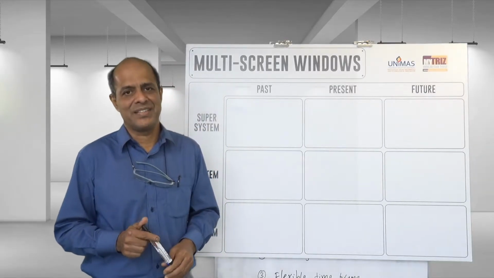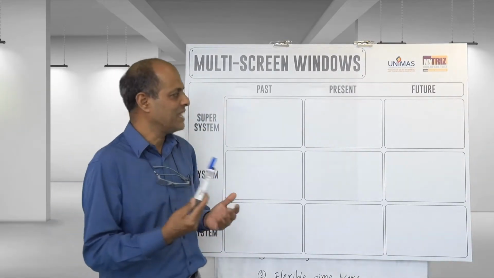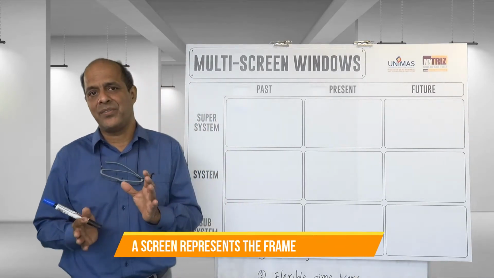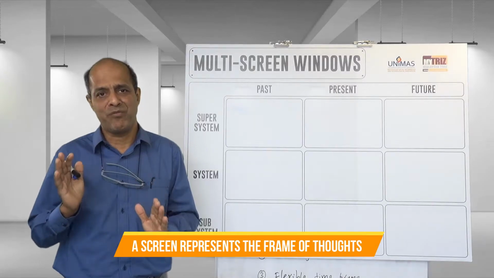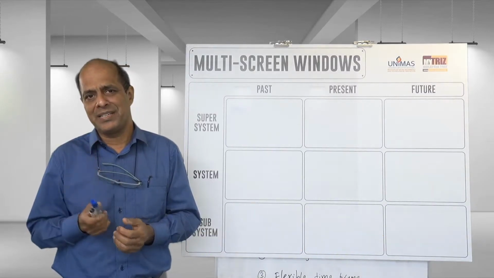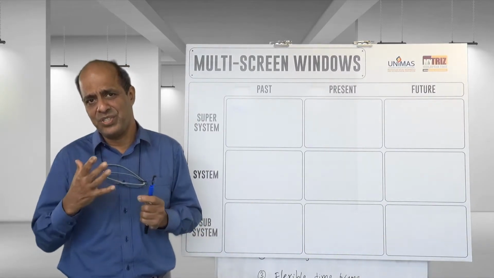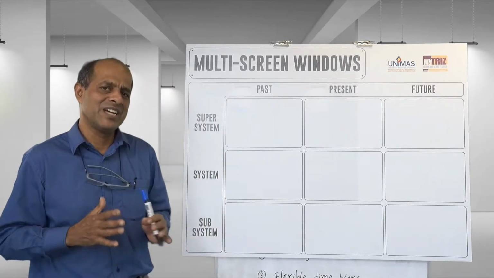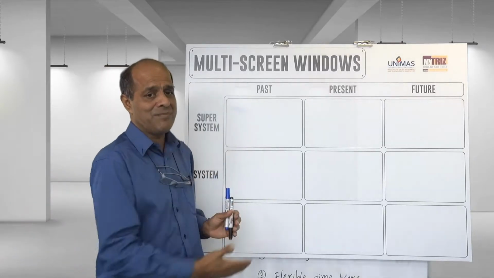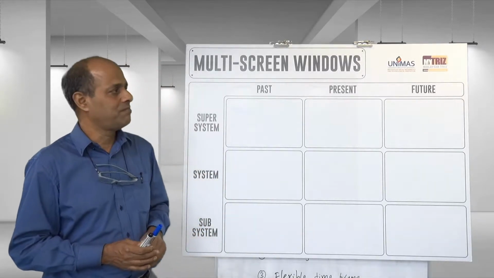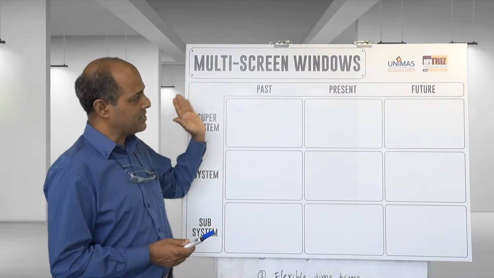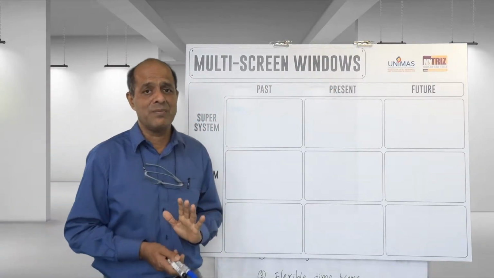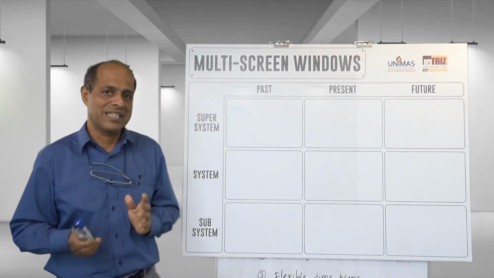Multi-screen thinking, as the name suggests, involves more than one screen representing the frame of thought. The standard or more general form of multi-screen thinking has this 3x3 matrix, which most of you know, with a time dimension and also the systems dimension. This is the more familiar version of multi-screen thinking.